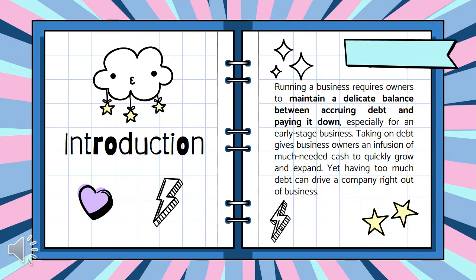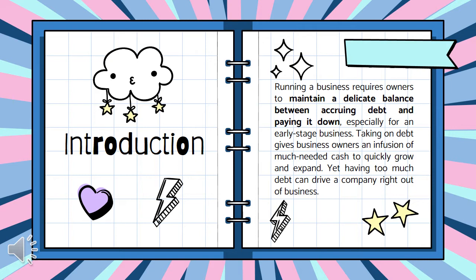Running a business requires owners to maintain a delicate balance between accruing debt and paying it down, especially for an early stage business. Taking on debt gives business owners an infusion of much needed cash to quickly grow and expand. Yet, having too much debt can drive a company right out of business. So, for a business to be successful, it must be able to properly manage its finances. This means more than simply having enough capital to pay expenses.